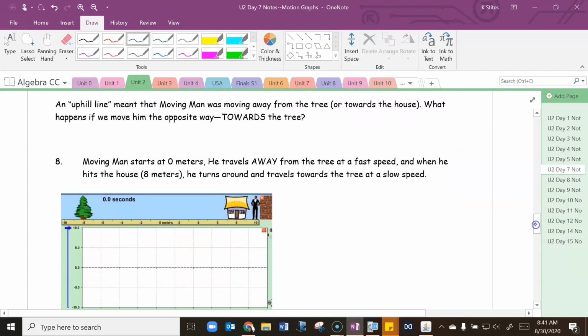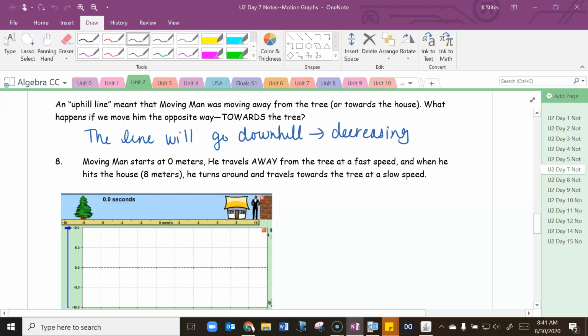All right, now in this situation, an uphill line meant that Moving Man was moving away from the tree or towards the house. What happens if we're going to move him the opposite way, towards the tree? What's actually going to happen, and you might have thought about this, is the line is going to go downhill. It's going to go the opposite direction. You can also look at it as decreasing.